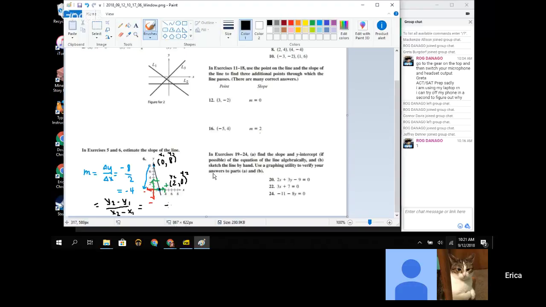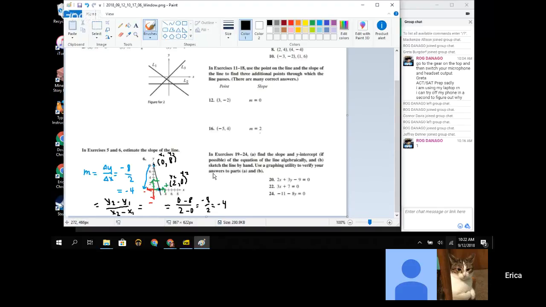But what that looks like algebraically is Y2, which is 0, minus Y1, which is 8. Okay, over x2, which is 2, minus x1, which is 0. And I end up with, big surprise here, right? -8 over 2, which is -4. So I think we've shown visually, graphically, right? We've shown that the slope is -4, and algebraically we've shown that the slope is -4, right?